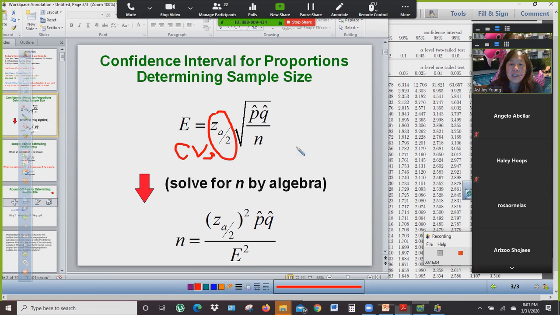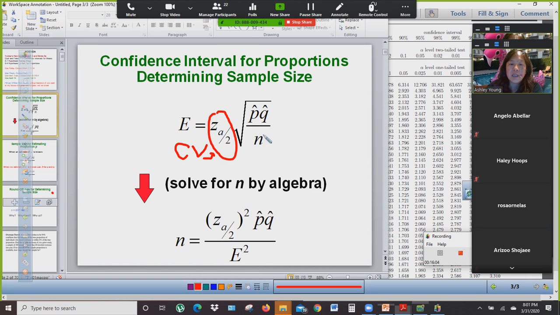Now, what we're looking at is I want a certain error. Like, I want to be sure what percentage of people are going to vote for Biden within 2 percentage points. I want the error to be no more than 2%. So I need to fix my error at 2%, 0.02. If I want my error to be within 2%, I can't control what my critical value is. That's fixed. That's according to that table.